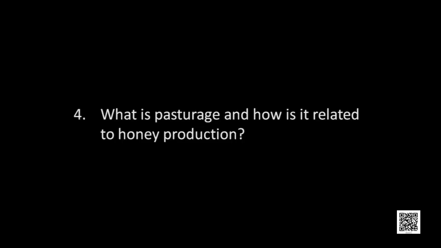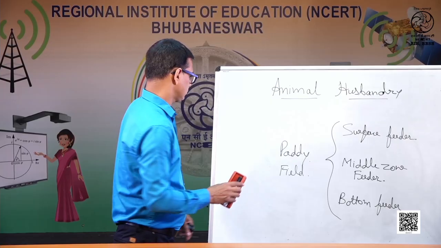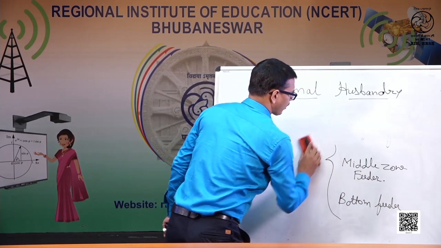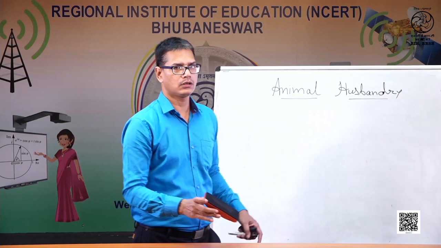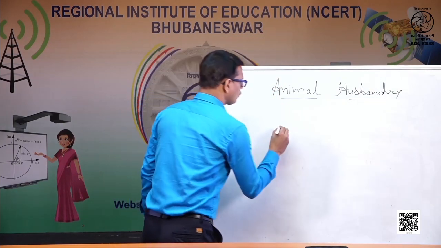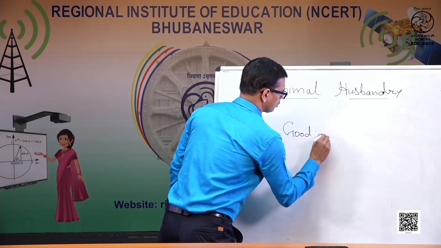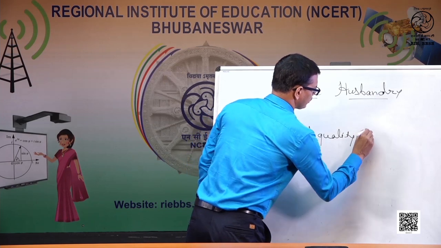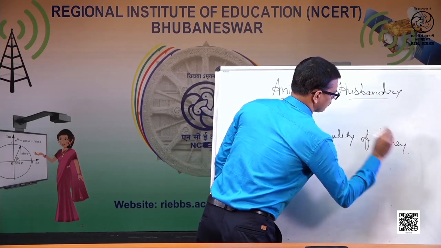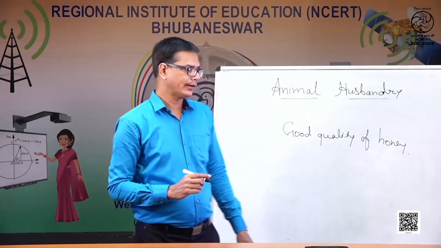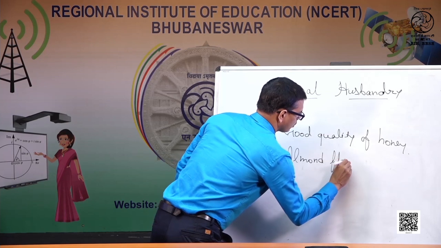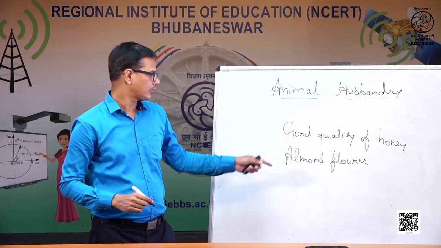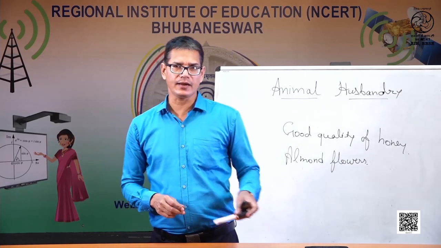Next question. What is pasturage and how is it related to honey production? We also discussed it. Pasturage is the flowers of the surrounding area. If the quality of flowers is good, we get good quality honey. I also said that in Kashmir, almond flowers are found in abundance. Therefore, the honey quality of this area is very good.